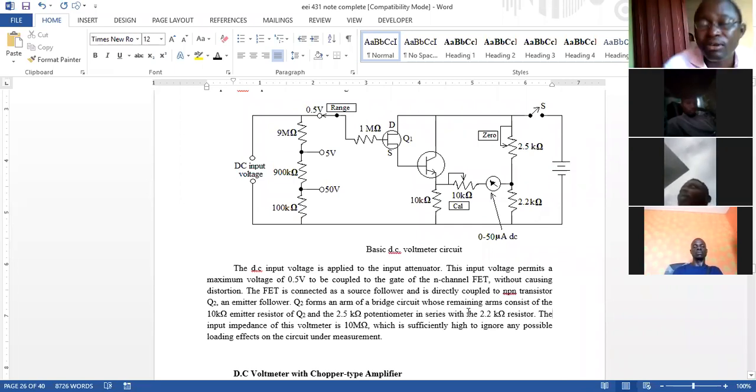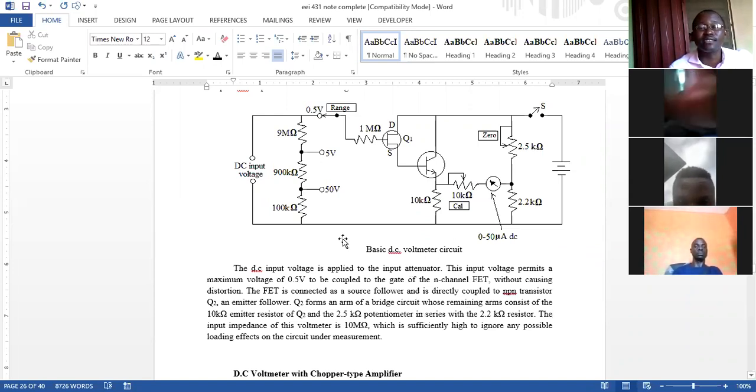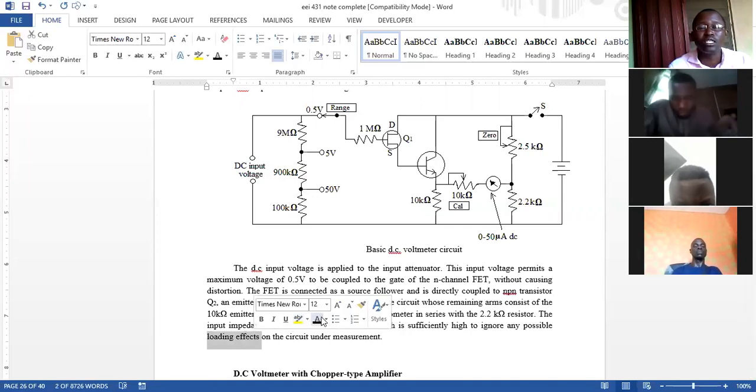So the meter is now calibrated as measuring voltage, even though internally, the meter is measuring current. I think you get that. So the input impedance to this device, to this meter, is about 10 mega ohm, which is sufficiently high to ensure that there's no possible loading effects. Gentlemen, if I may ask you, what is loading effect?